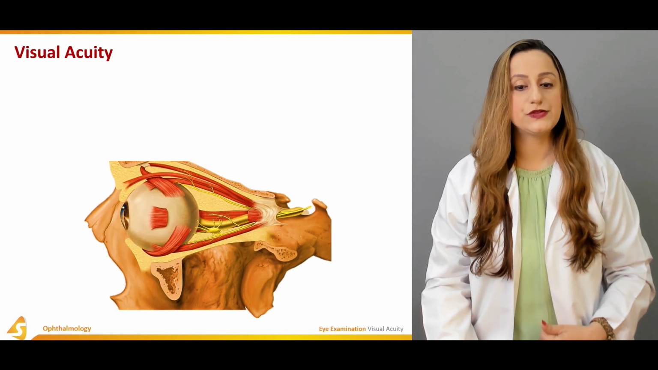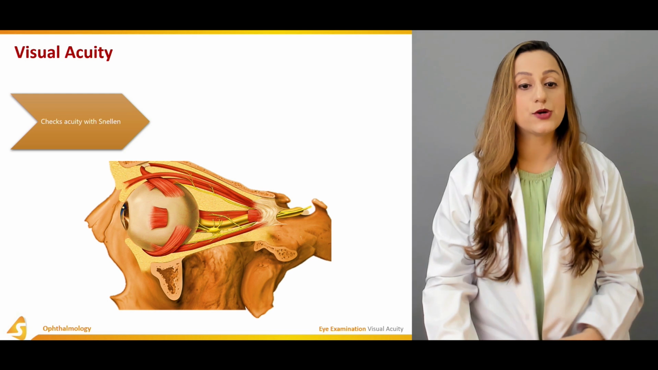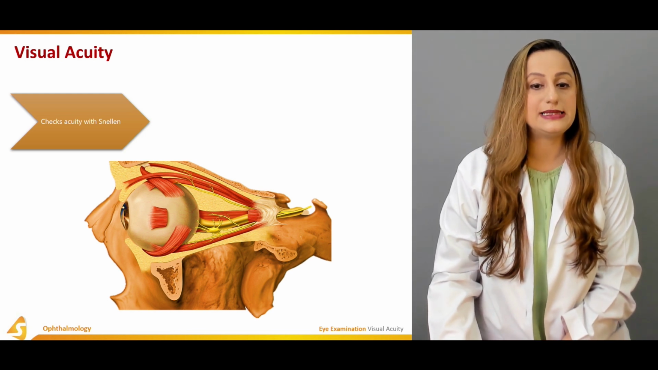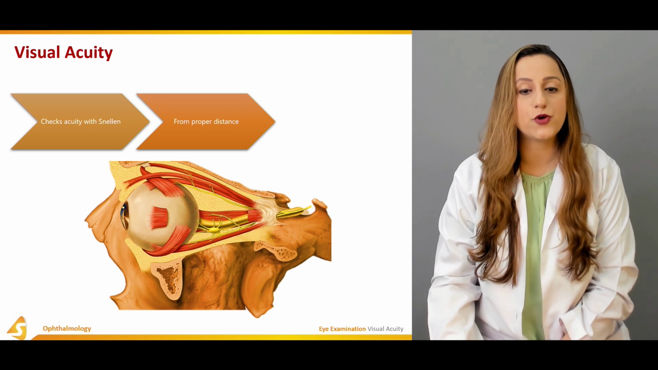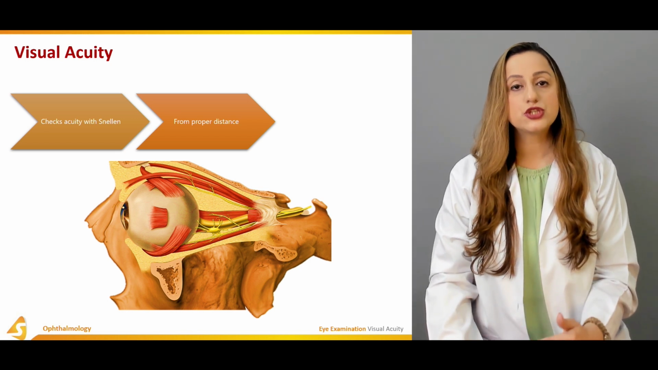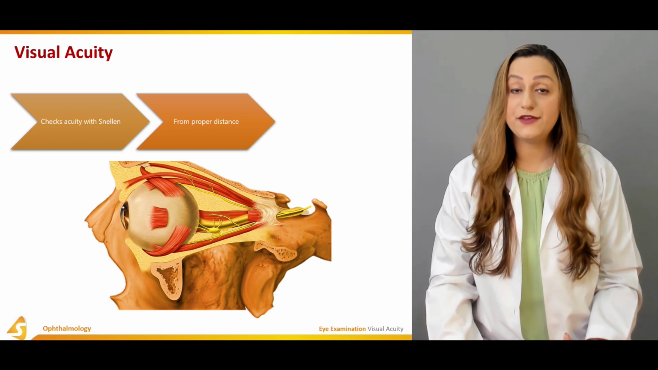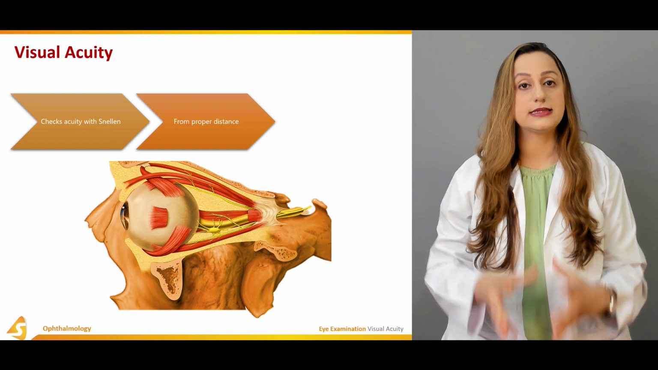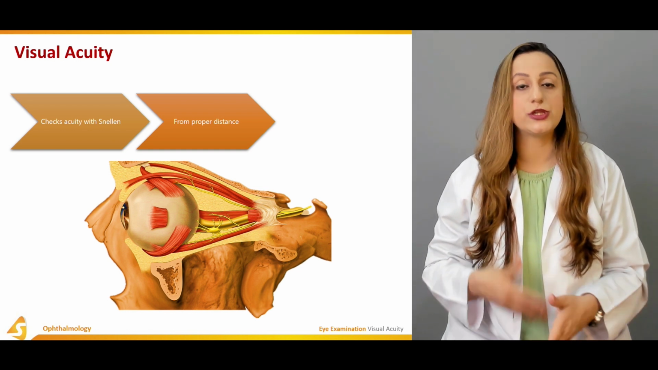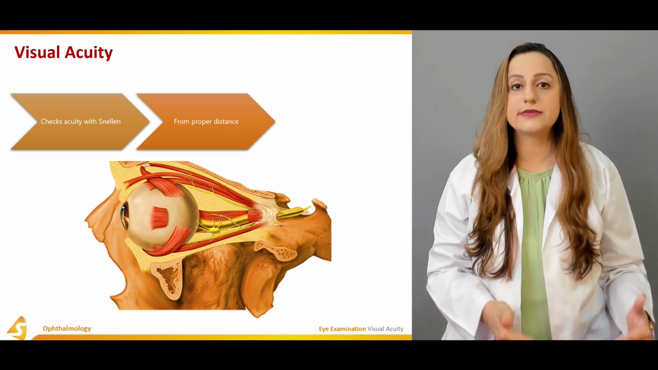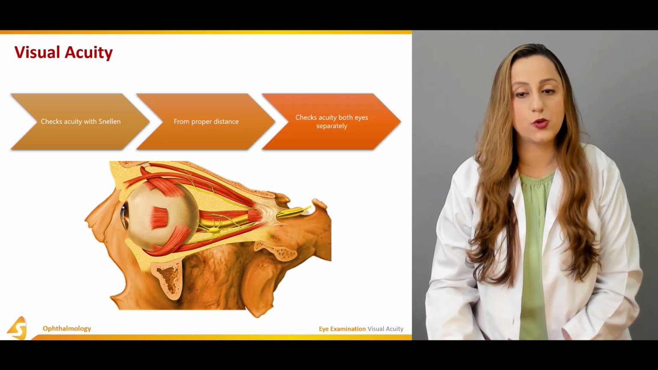So in this section, first of all, moving on to the visual acuity, we're going to discuss the checking of the visual acuity by the Snellen's chart, and from the proper distance. Make the patient stand at a distance of 6 meters or 20 feet. This is the standard over here. First of all, when you start examining the patient, you make him stand at a distance of 6 meters or 20 feet, in other words.